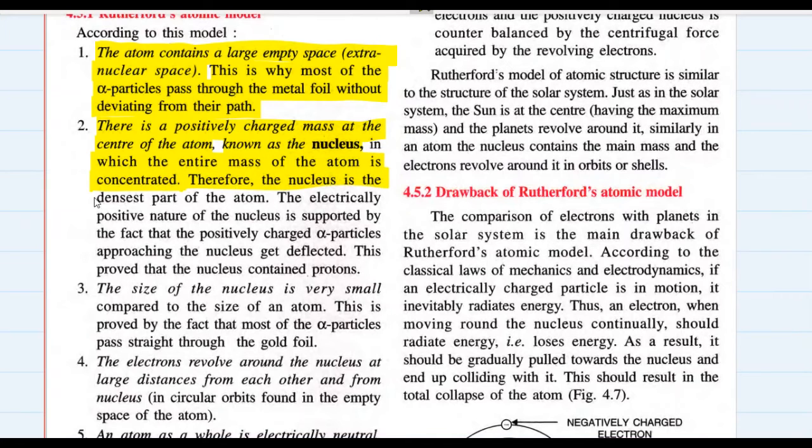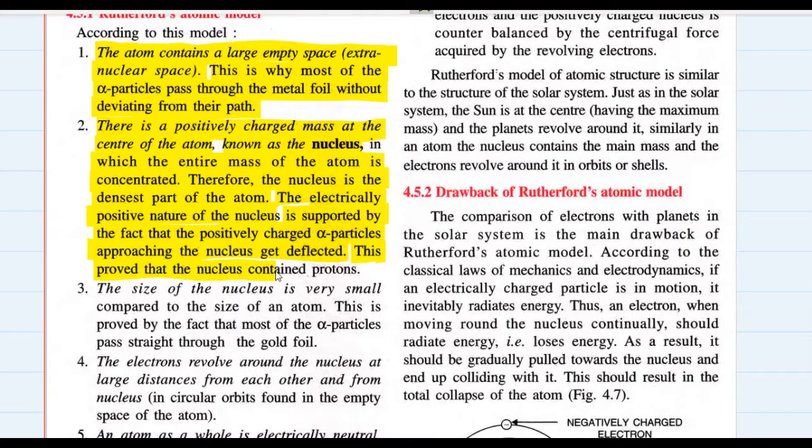Therefore, the nucleus is the densest part of the atom. See, all the things I told you earlier. The positively charged nature of the nucleus is supported by the fact that the positively charged alpha particle approaching the nucleus gets deflected. Why do the alpha particles, in a very few instances, get deflected by large angles and even bounced back? Because of this positively charged nucleus. Because the alpha particle has a positive nature, the nucleus must also be positive to send the alpha particles back in the direction from which they came.